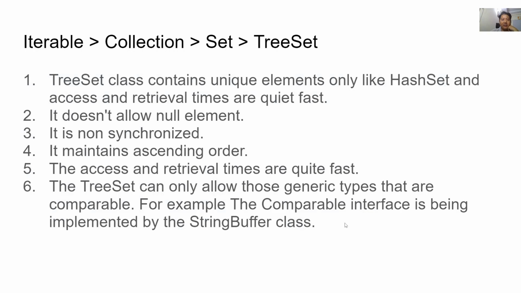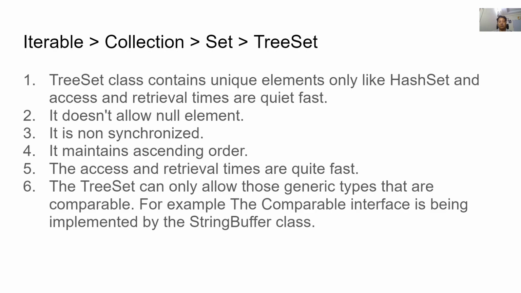The third one is the tree set, which implements the set. It contains unique elements, like we discussed in the hash set, and retrieval is very fast because internally it uses the tree structure as a data structure. It does not allow null values. It is non-synchronized. It always maintains ascending order by default. Access and retrieval is very fast, so if you need to quickly access elements during iteration, then you could use the tree set.